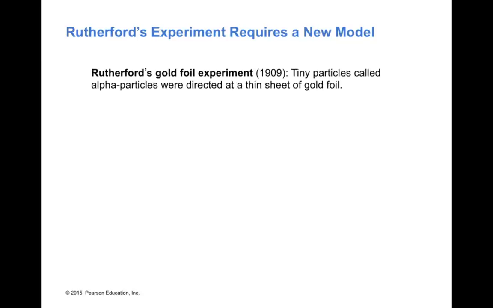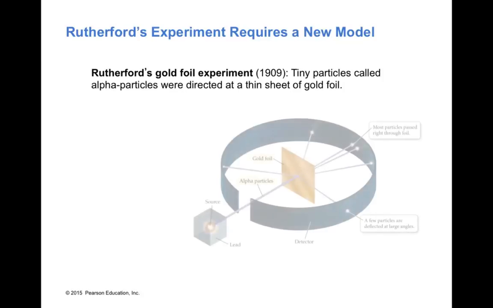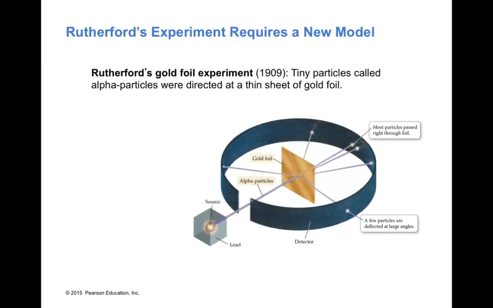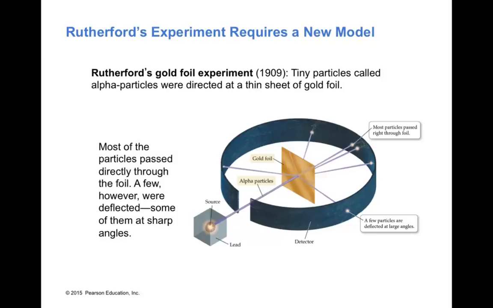In the 1900s, Rutherford did an interesting experiment known as the Rutherford gold foil experiment, where tiny particles called alpha particles were directed at a thin sheet of gold foil. Most of the particles passed directly through the foil. A few, however, were deflected, some of them at sharp angles. With these results, Rutherford discovered the atomic nucleus.